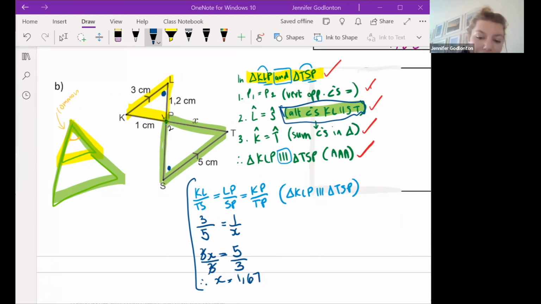How did we get 5/3? We took this 5 and we multiplied it by 1, so 1 times 5 is 5. And we took this x over here and we said 3 times x is 3x. And so we had 3x equals 5. And then to get rid of that coefficient, we divided by 3.